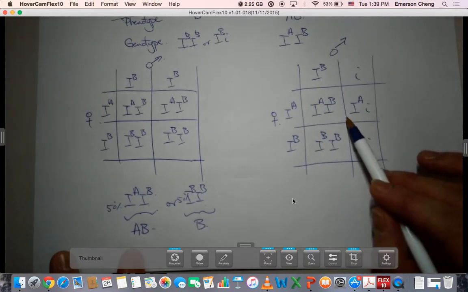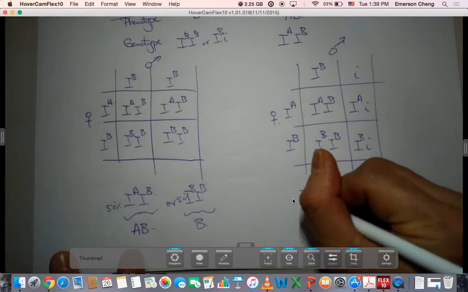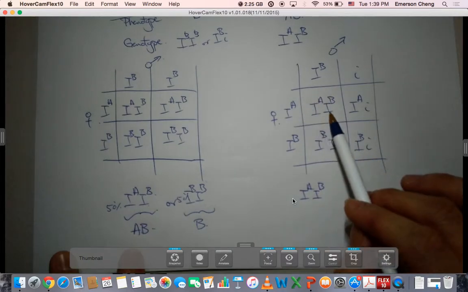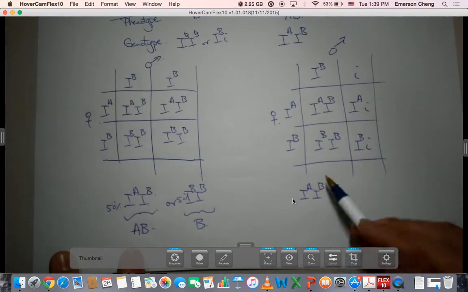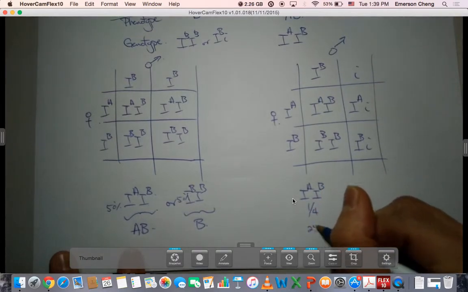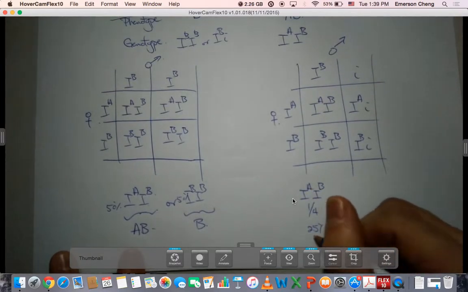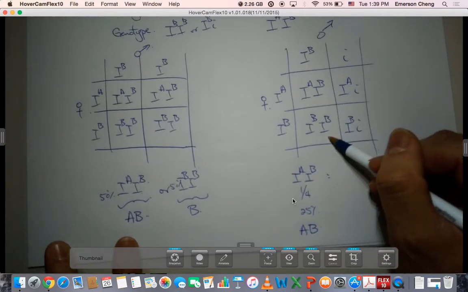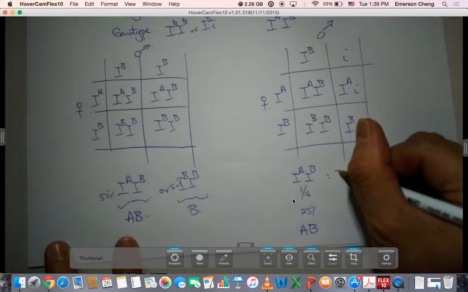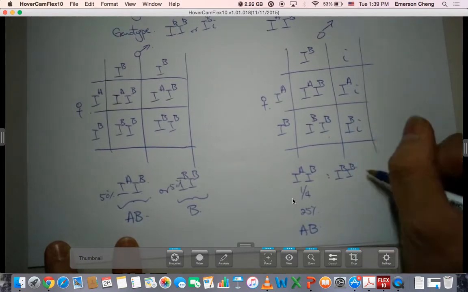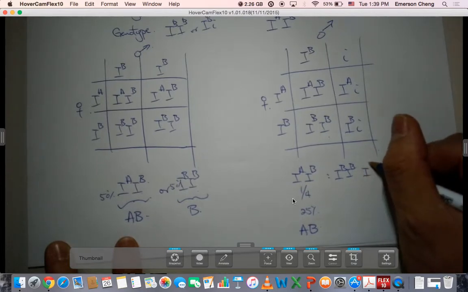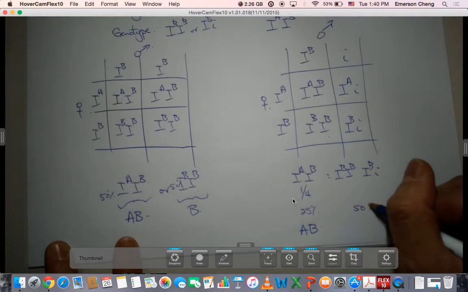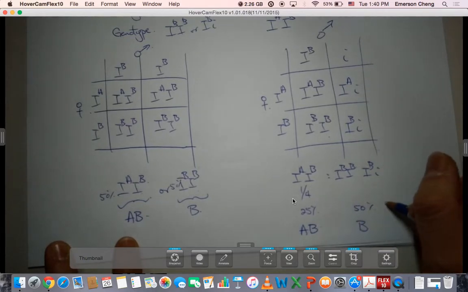You can have, same thing, IAIB. Now look up here. In terms of IAIB, out of these 4 boxes, you have 1 out of 4, which is a 25% chance of IAIB, which is type AB blood. You have an IBIB as well as an IBi. So in this case, you have a 50% chance of type B blood.